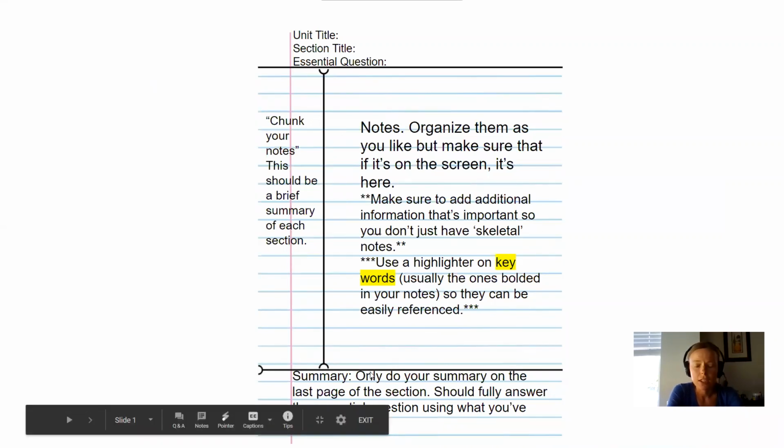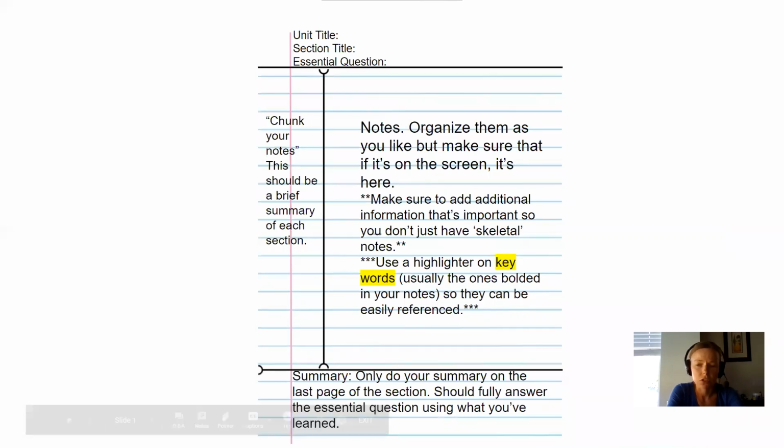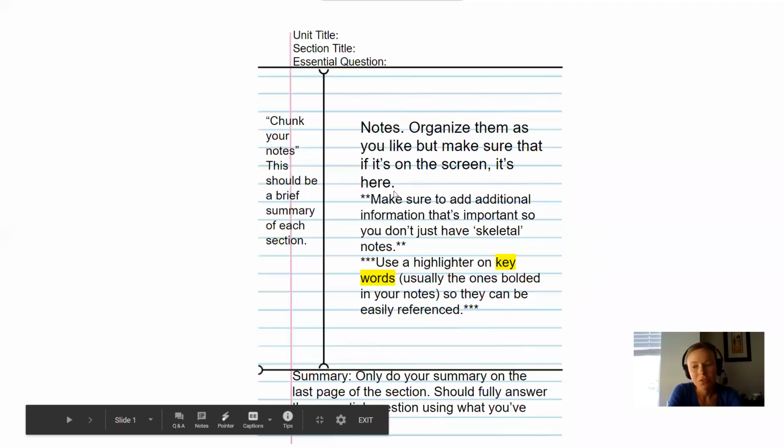I don't have a set length. It just needs to be long enough to fully answer the question. And I do require that you use proper grammar and complete sentences, but there is no set number of sentences. You just need to answer the question as fully as you can. And where you'll find the answer is in your notes that you wrote.